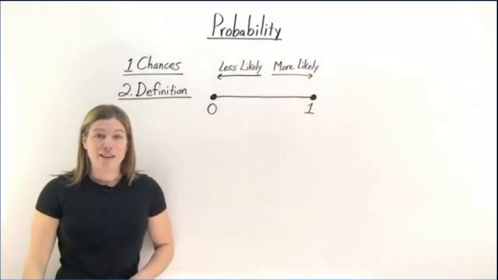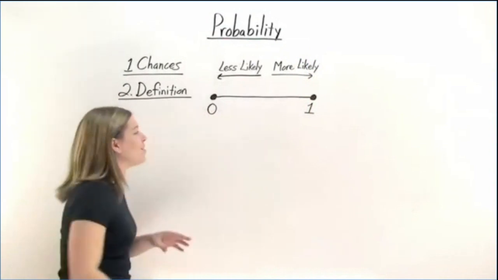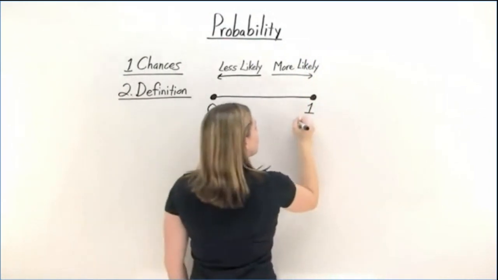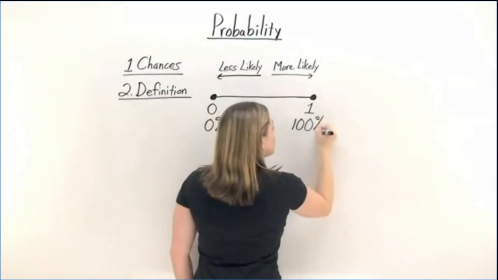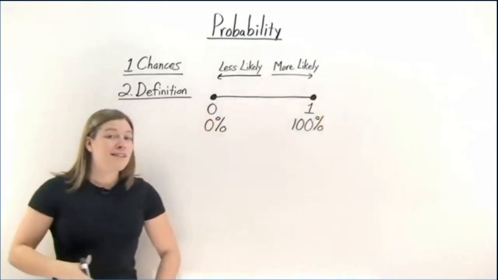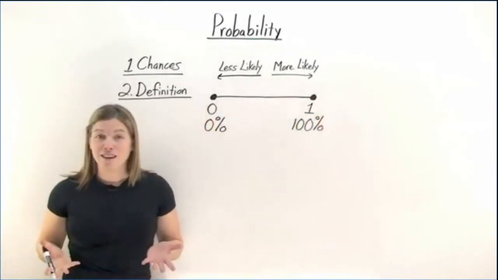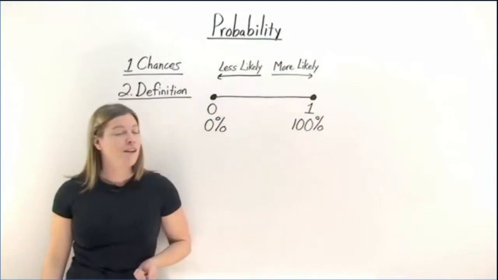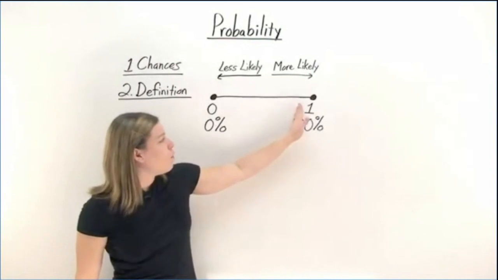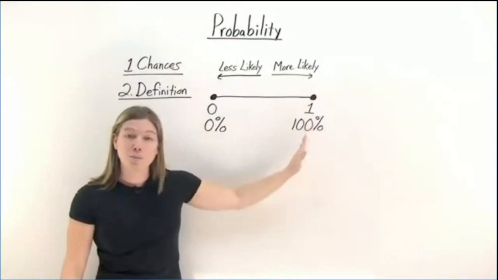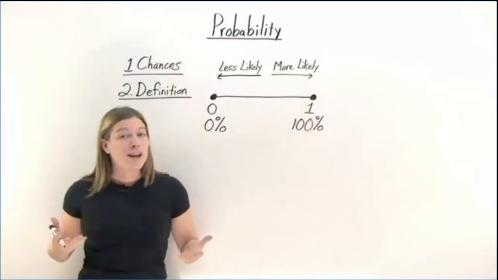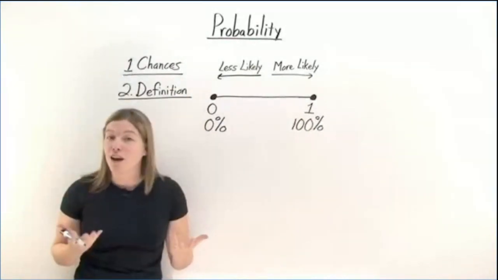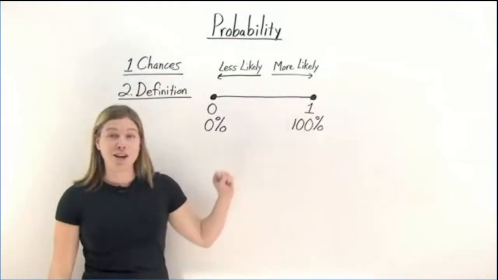of happening. Now, we can also show probability as a percent. If we do that, then our values would range from 0% to 100%. So let's say that you're watching a weather forecast and you hear that tomorrow there's a 90% chance that it will rain. Well, that 90% would be up here, closer to the 100% mark. So we know that the likelihood or the chances or the probability of it raining tomorrow is pretty good.